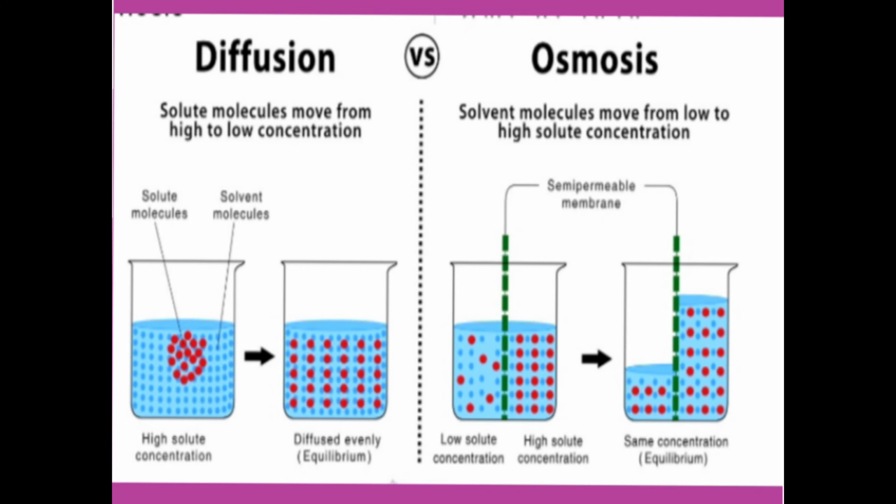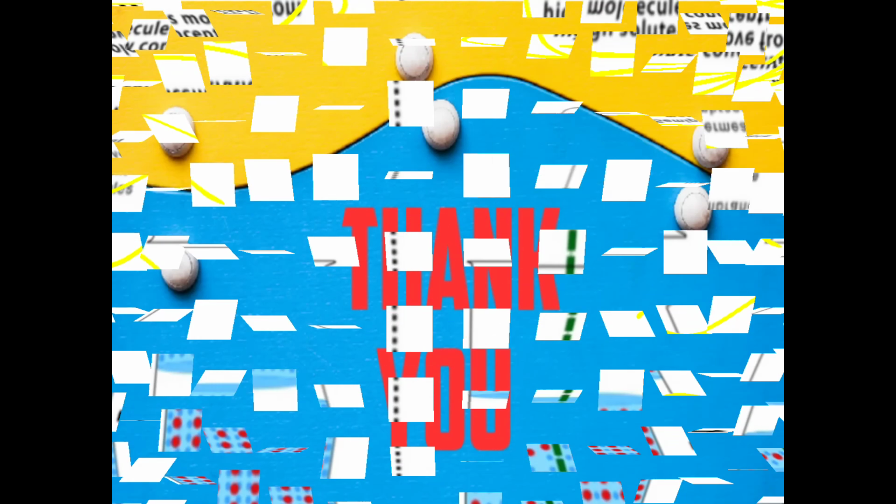Now, one more thing you should know: in diffusion, solute molecules move from high to low concentration. And in osmosis, solvent molecules move from low to high solute concentration. And in osmosis, there is a requirement of energy in the form of ATP. That's why it's also known as active transport. And in diffusion, there is no requirement of energy. That's why it's known as passive transport.